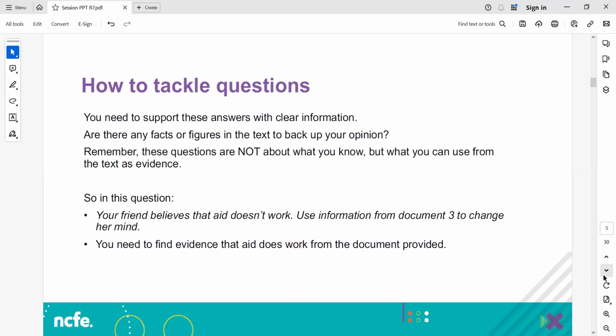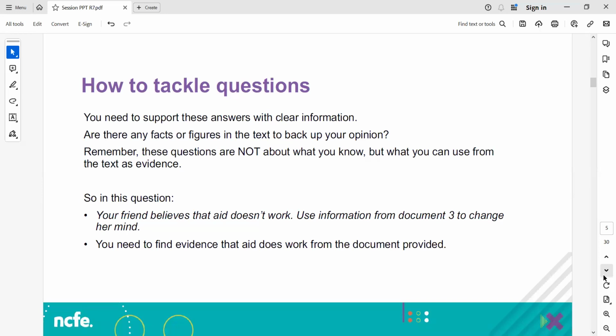So if we look at this question, your friend believes that ATHE doesn't work. Use information from document 3 to change her mind. You need to find evidence that ATHE does work because you're trying to change her mind. So you need to find the evidence that ATHE does work from the document provided. Okay, so we don't have the documents here. It will be much clearer if you had the documents in front of you, but we're assuming that the question is referring to international aid that is given to countries to help them.